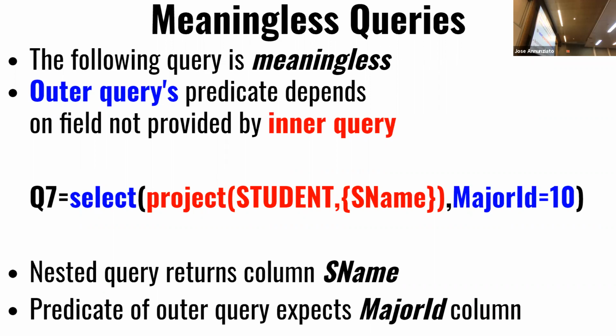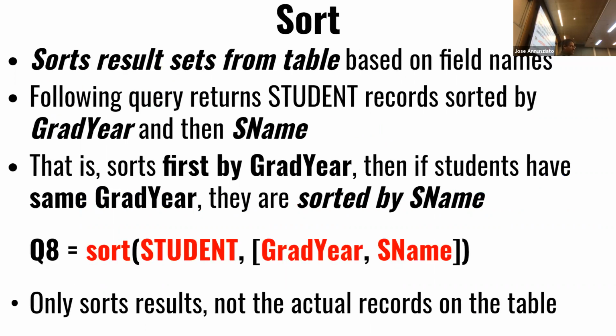So you have to be careful that if you need to use a predicate at the end that depends on a field, you leave the field in the project so that you can actually use it. So you have to make sure that the query makes sense, and you're not going to end up with the empty set.